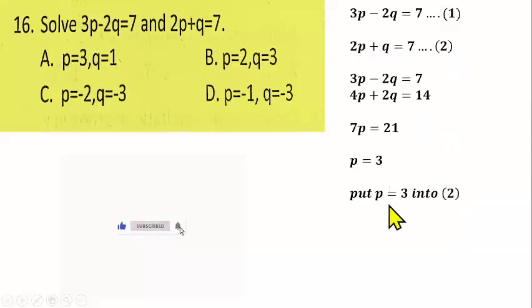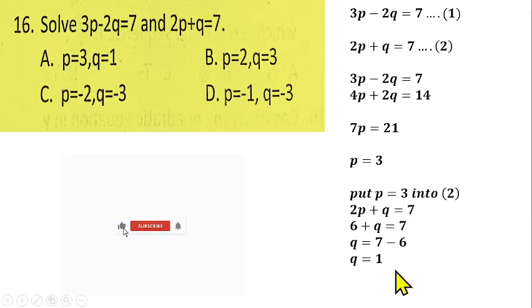This is equation 2. You have 2p plus q equals to 7. So here you have 2 times 3, which is 6, plus q equals to 7. Collect like terms, q will be 7 minus 6. q will be 1. So that means our p is 3 and our q is 1. So which is option A, I think. So option A is the correct option for question number 16.